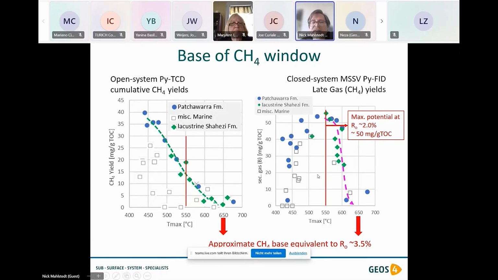So here we see that late gas potentials also increase through catagenesis up to 550 degrees Tmax, which refers to roughly 2% vitrinite reflectance, or the beginning of the metagenesis. And then the potentials decrease and phase out at the same maturity level of roughly 3.5% vitrinite reflectance. So in both systems, we see a similar phase out of methane.